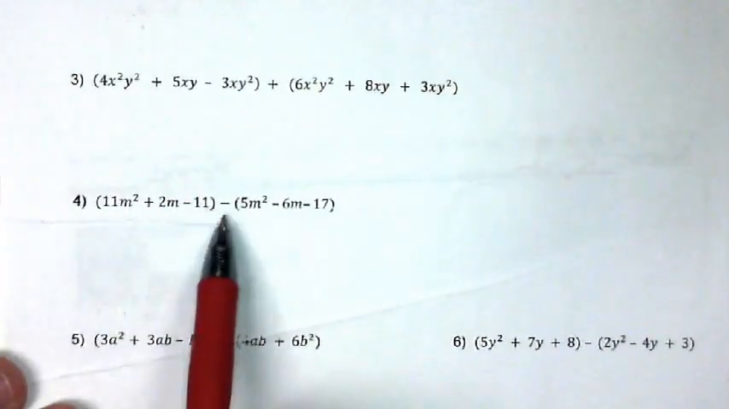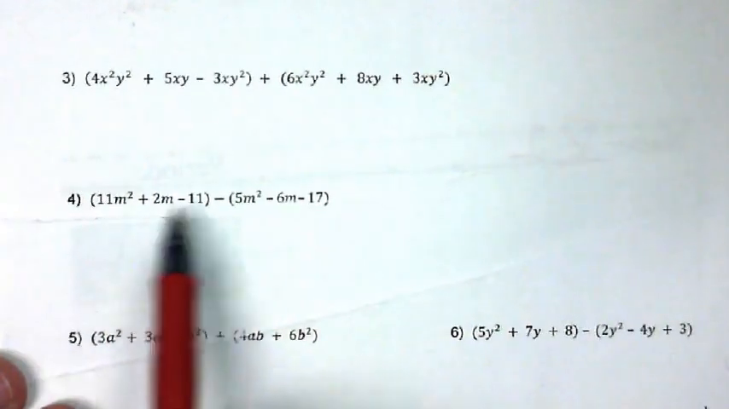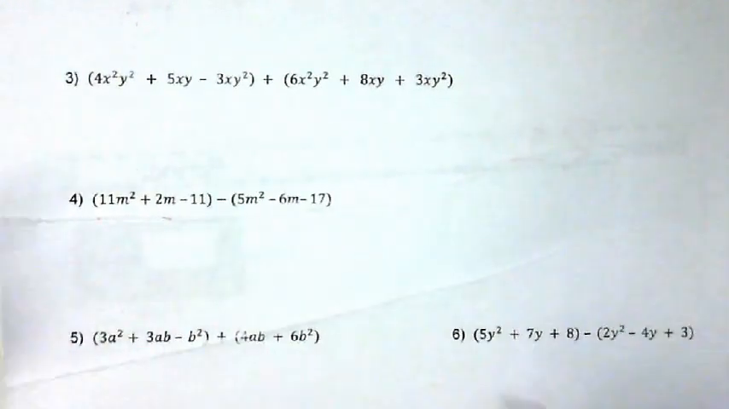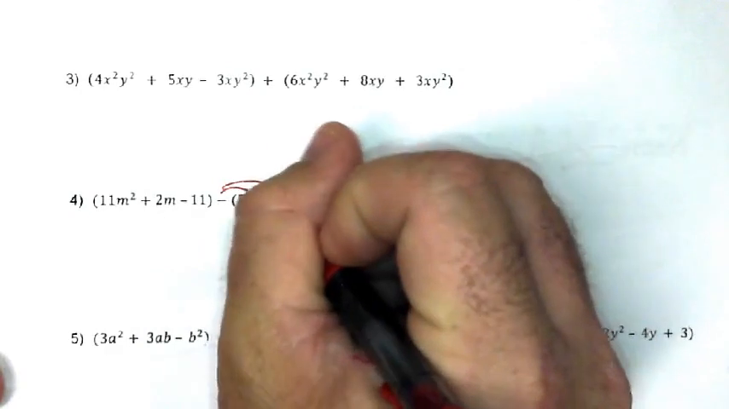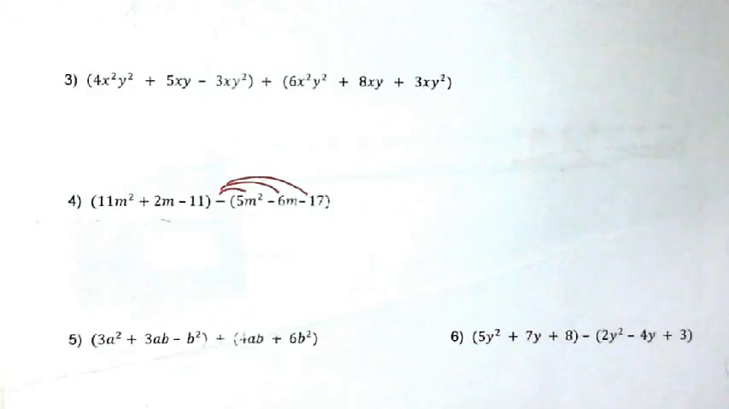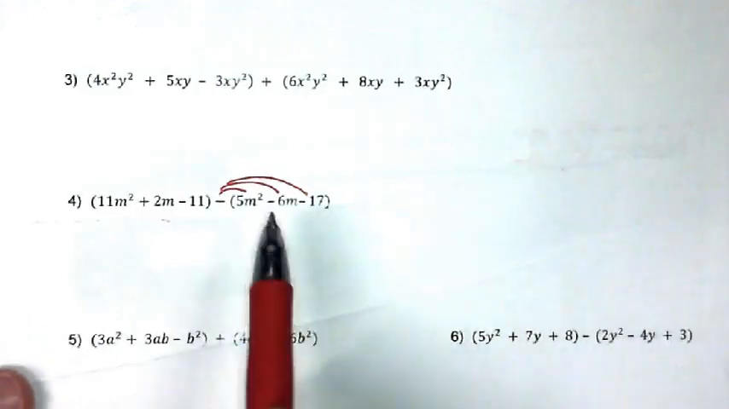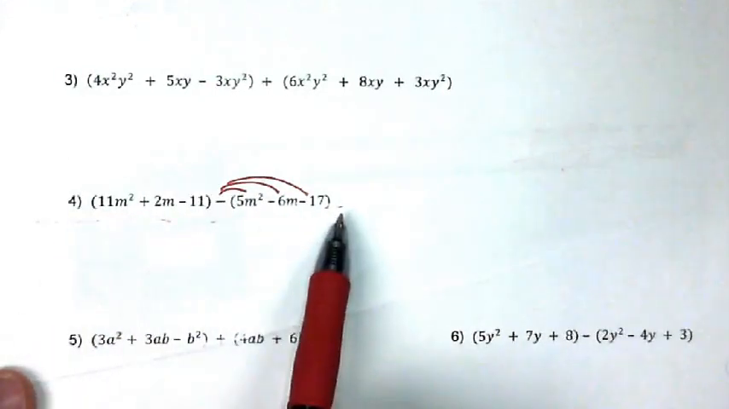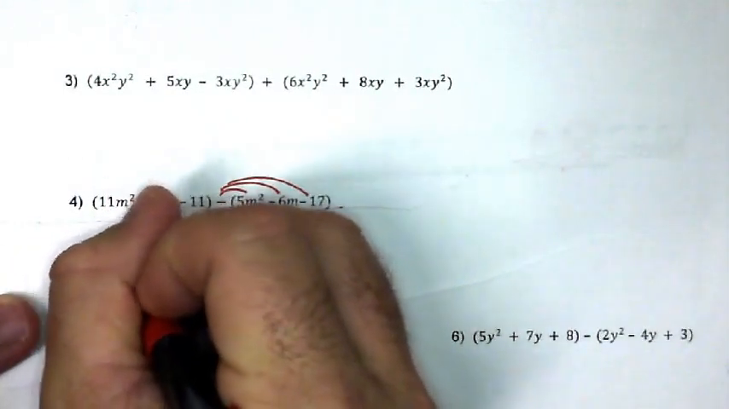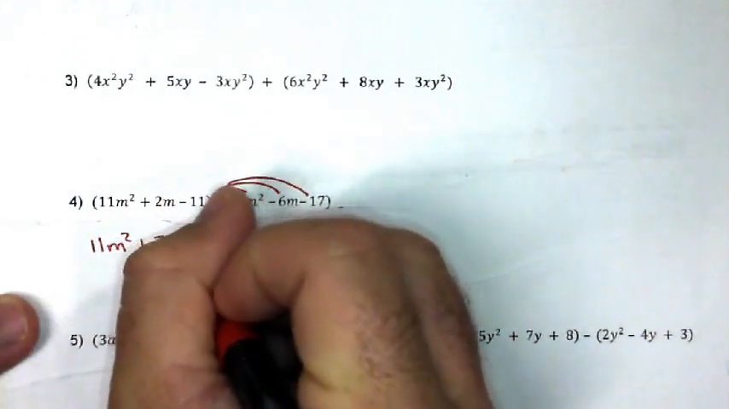Okay, so here I have this polynomial minus this polynomial. It's still combining like terms. However, I don't like the minus sign there, so I am going to distribute that negative to everything on the right-hand side parentheses. Now, with me doing that, I am basically making this entire thing one giant problem. So really what I have here is 11m squared plus 2m minus 11.